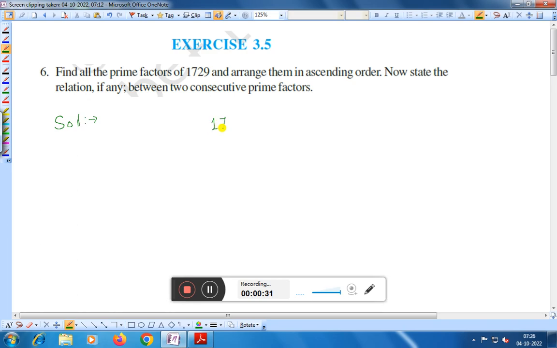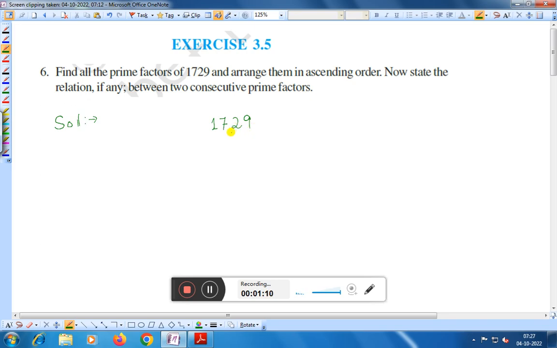First of all, we will try 2, but here the last digit is 9, therefore it is not divisible by 2. Now, we will try 3. We get the sum of all the digits: 1 plus 7 is 8, 8 plus 2 is 10, plus 9 is 19. 19 is not divisible by 3, therefore this number is not divisible by 3. Then 5: since the last digit is not 5 or 0, it is not divisible by 5. Then 7.